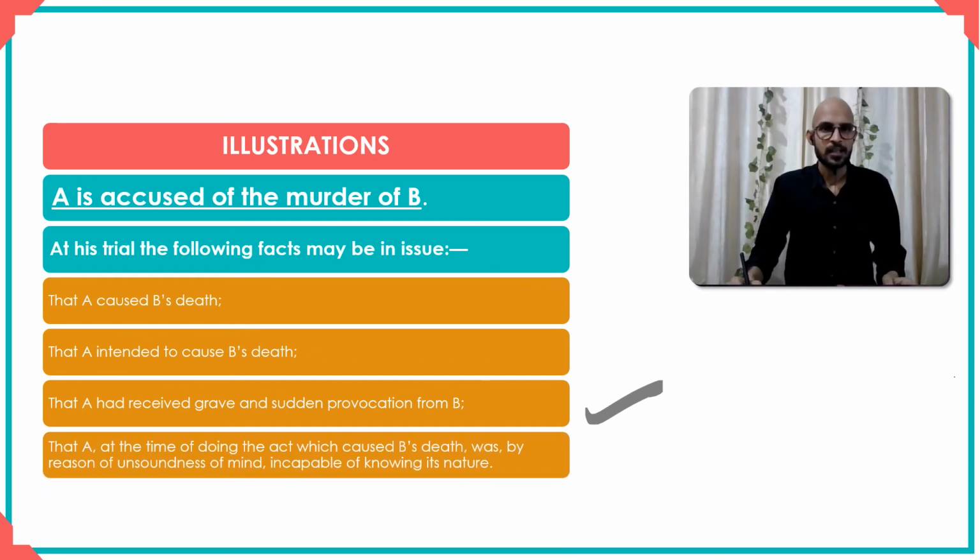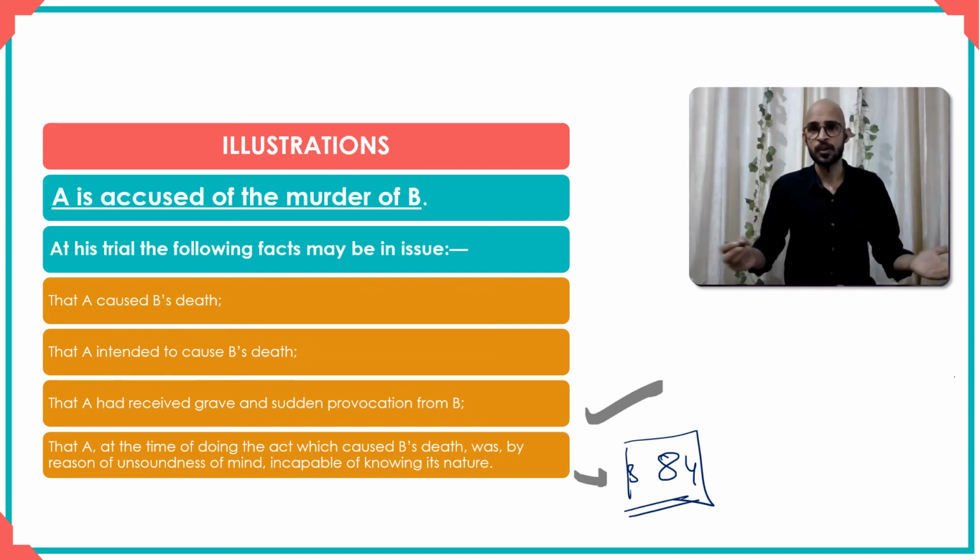that A at the time of doing the act which caused B's death was by reason of unsoundness of mind, incapable of knowing its nature. Well, this is fairly clear. It's like the example that I told you of a 2-year-old boy. A 2-year-old boy, like a man of unsound mind, does not have mens rea. More importantly, section 84, right?